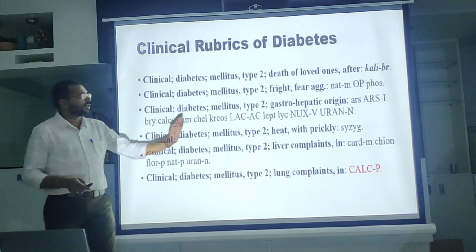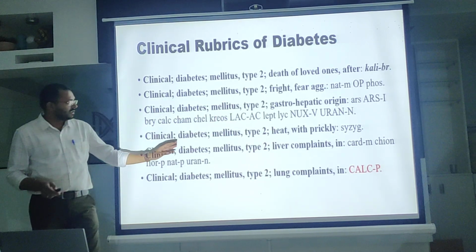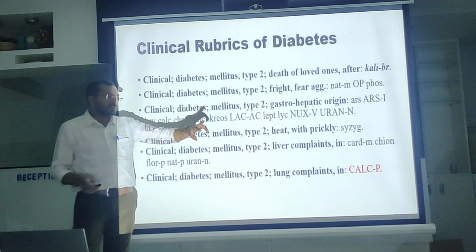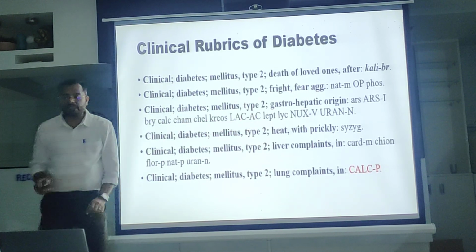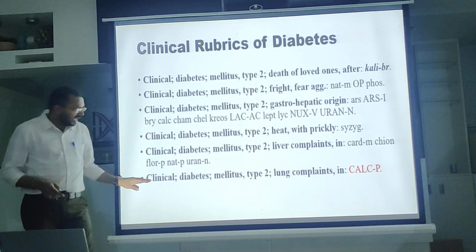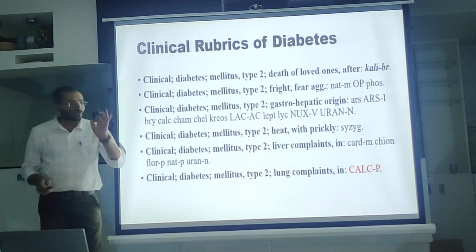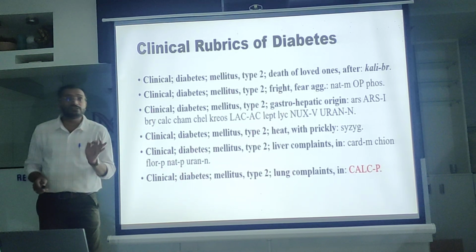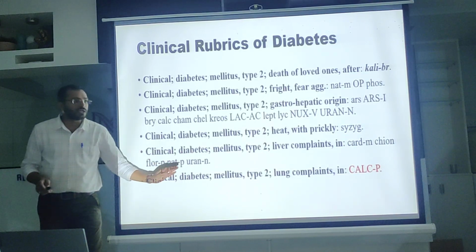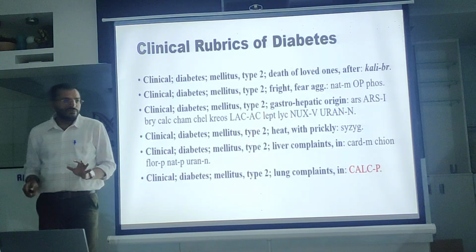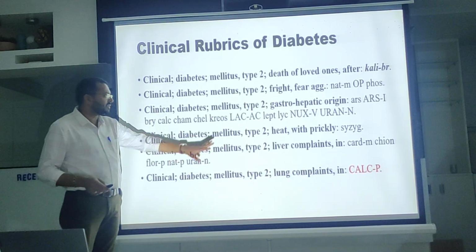Diabetes with gastrohepatic origins: Iris versicolor, lactic acid, nux vomica, uranium nitricum and ars iode. Diabetes with COPD: Calcarea phos is the only remedy. Diabetes with interstitial lung disease, Calcarea phos. Diabetes with chest complaint with fistula, Calcarea phos. These are the concomitant clinical indications. So once you think of this, your remedy is this.